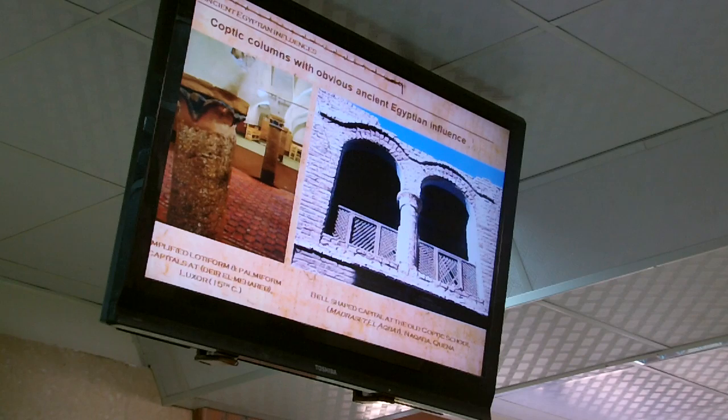Following are some columns in historic Coptic churches, homes, tombs, etc. that display ancient Egyptian features. On the left we have simplified lotiform and palmiform capitals in the Mahara. And on the right we have a bell-shaped capital at the old Coptic school in Aden.